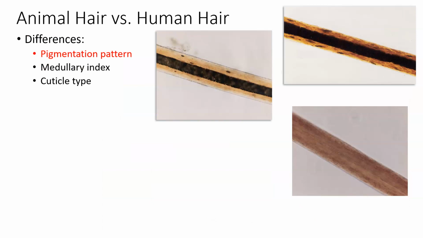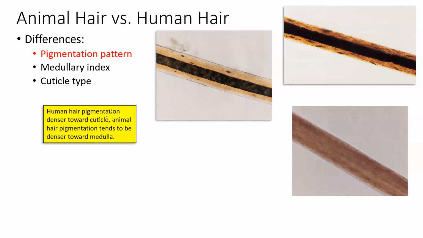So now let's look at a difference between animal and human hair, because one of the main things of the class is that we want to be able to differentiate between animal hair and human hair, and you'll see that there are a variety of differences. We're going to look at pigmentation patterns, medullary index, and the cuticle type. And so the first thing we're going to focus on is this pigmentation pattern. These are all animal hairs, okay?